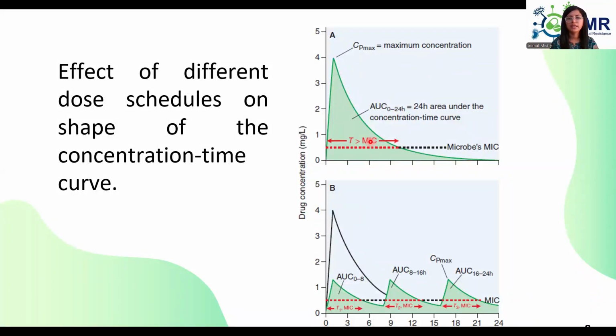Another example I'm giving is ceftriaxone. It has a half-life of 8 hours. In that case, infrequent dosing is still allowed to maintain adequate time above the MIC, right? And the third example is HIV.